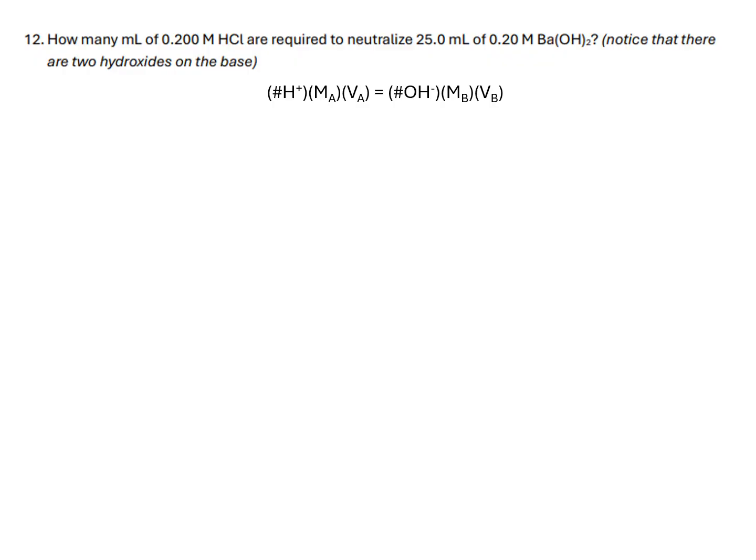So go ahead and we will set some of this up. Make sure I get the right color. So we're looking for volume of the acid. Here's our molarity of the acid. We only have one acidic proton, so this is going to be 1. And then over here we have the base. So we got volume of the base. And we have the molarity of the base. And notice we have 2 hydroxides. So I'm going to put a 2 there.